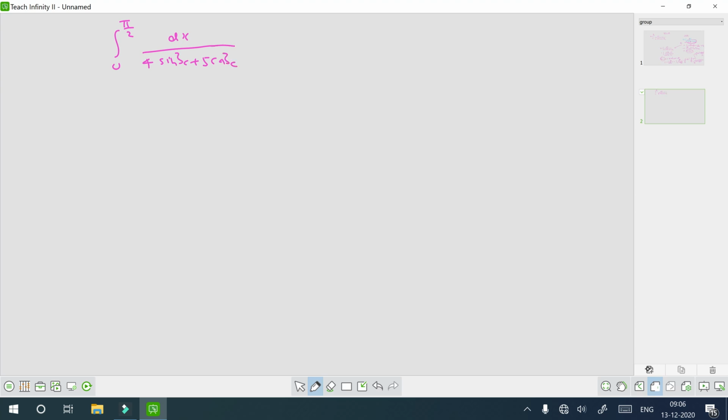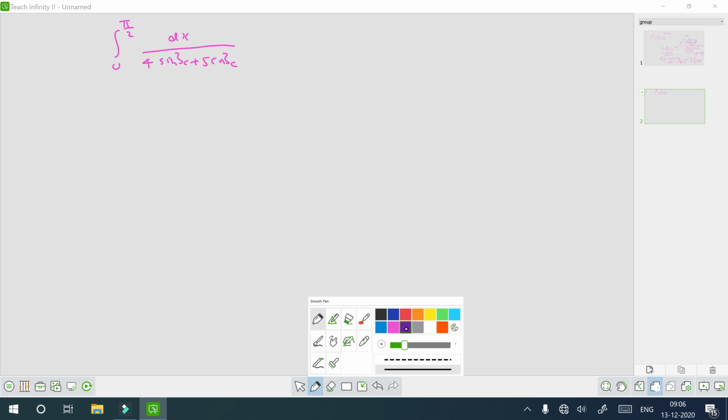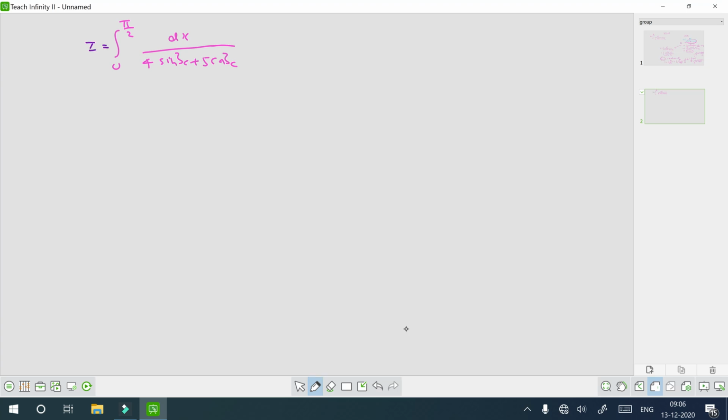Now you can see that here a combination of sin square and cos square is given to us. So divide numerator and denominator quantity by cos square x. So this comes out sec square x dx over 4 tan square x plus 5. Here automatically it is in terms of tan. One minute. They can give this example in this way also.